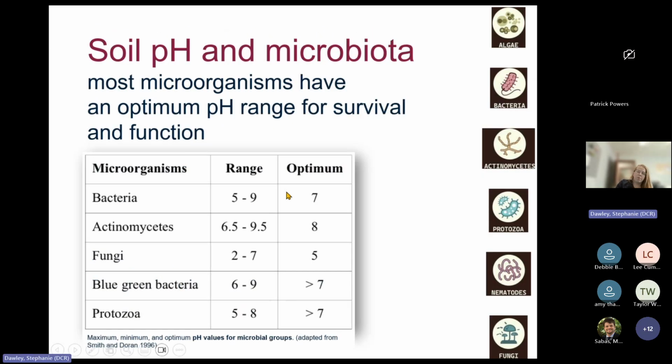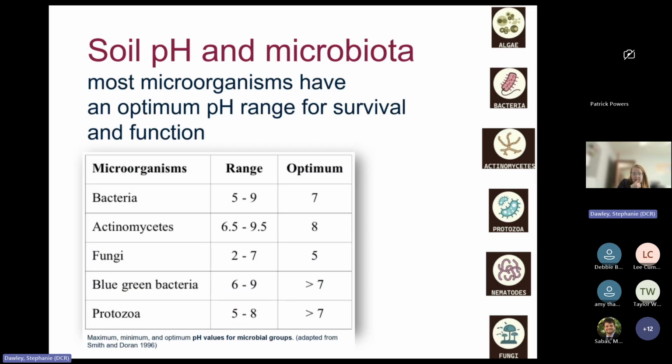pH also helps set what your microbiota are doing. They too have an optimal pH range. And so we don't talk a huge amount about soil microbial health here because we're more looking at nutrients, but it is all related. And the more microbes you have in your soil, generally, the more productive a soil it is. So for your bacteria, you're looking at between 5 and 9, with an optimum being 7. And kind of down the line.